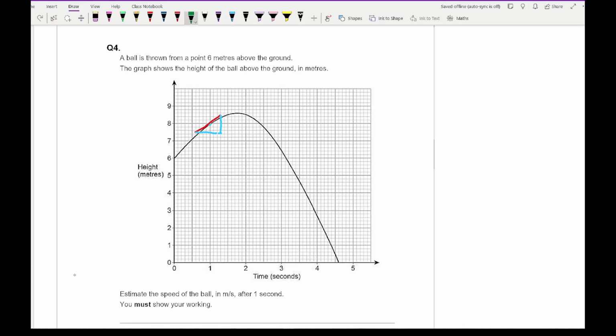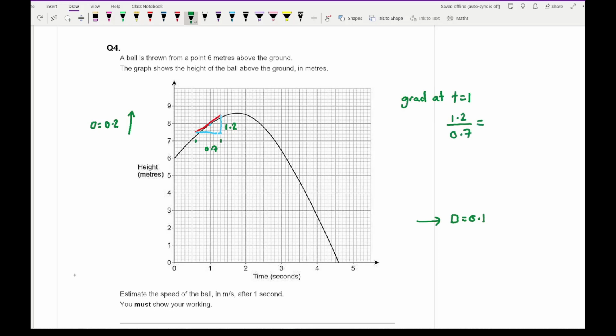So the next thing we then need to do is actually work out what the gradient is. Now each little box going up represents 0.2, and going across, 1 little box equals 0.1. So counting the number of boxes going across, I reckon it's from there to there, so that's 3 and 7, so that's going to be 0.7, and going upwards I've got about 6 boxes, so that's going to be 1.2.